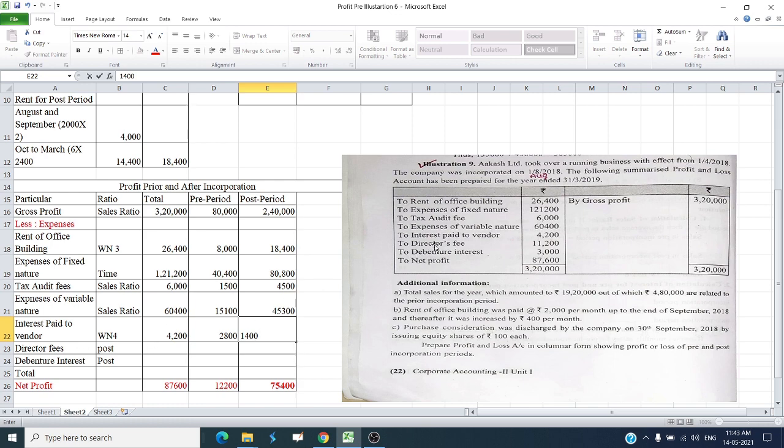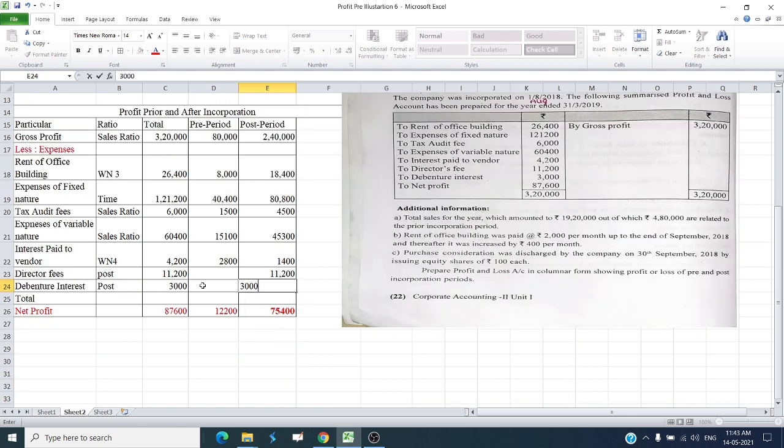And the next expense is here directors fees, that is 11,200. In the amount column we have to take that amount, and this directors fees is related to the post period. So pre period leave it blank, and under the post period column take that amount, that is 11,200. And next is debenture interest, that is 3,000. In the total column take the amount 3,000, and this debenture interest is also wholly related to the post period, so directly take that here in the post period column, that is 3,000.